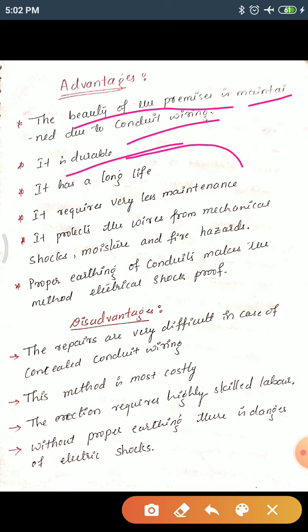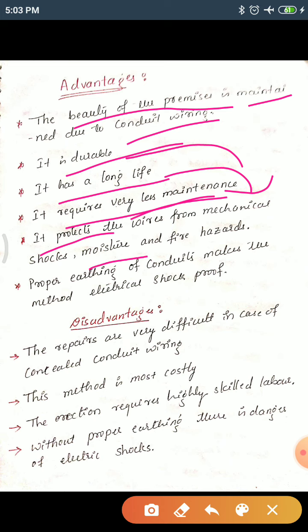Because of this, one more advantage is that it has a long life. It requires very little maintenance. It has a very long life, so maintenance is less. And it protects the wires from mechanical shocks, moisture, and fire hazards. And proper earthing of the conduits makes the method electric shock proof.